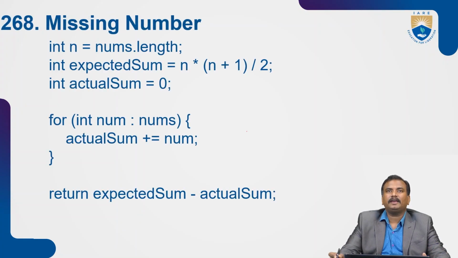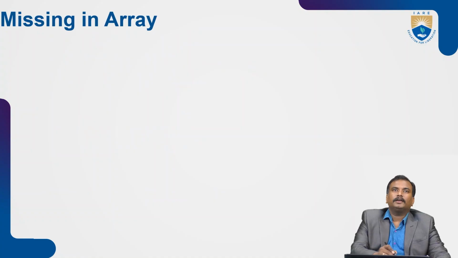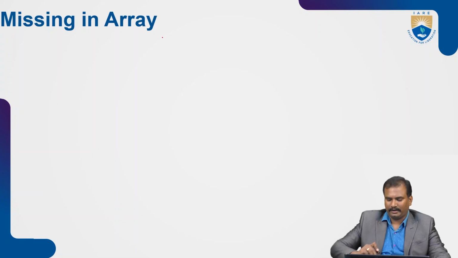Now, the same type of question is there in Geeks for Geeks also. For that, only a small change is needed. Let us see what is given in the question and what changes we need to make for the Geeks for Geeks question also. Here the question name is missing in array.